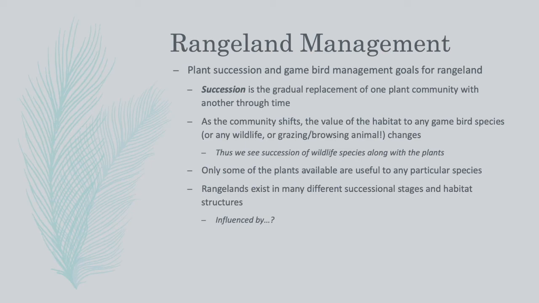Now, only some of the plants available in any rangeland are useful for any particular species, right? Only a subset of the biomass is actually useful for our game birds. So we need to consider what they need and what is available.